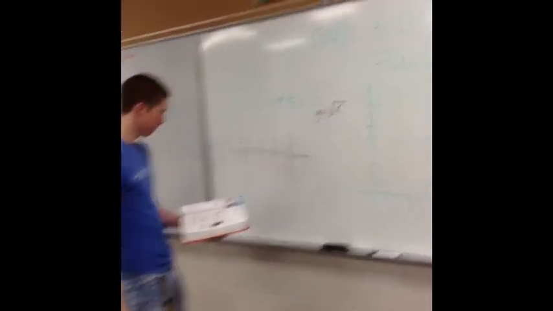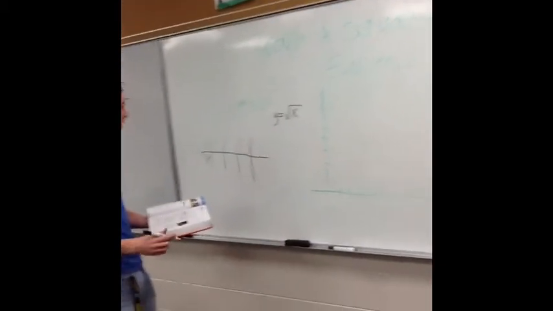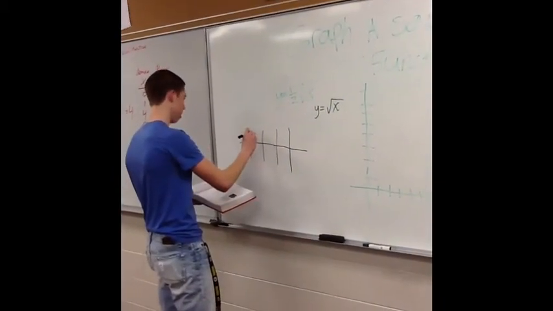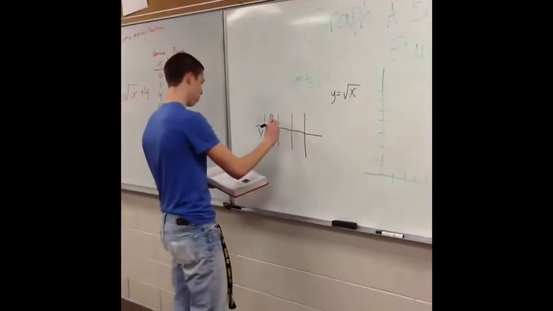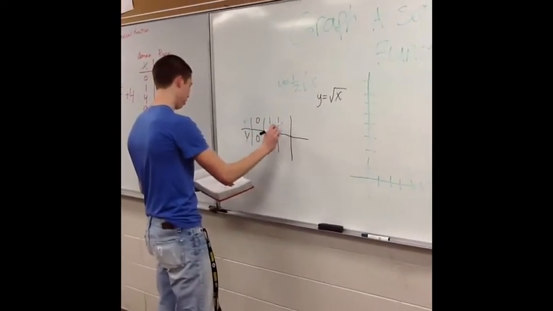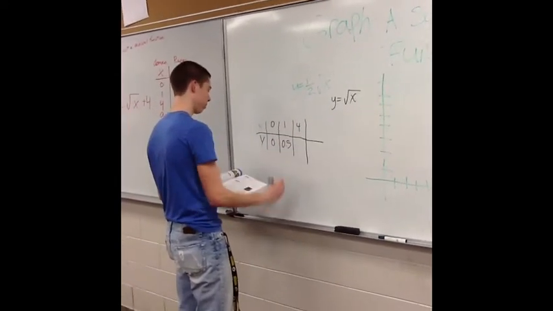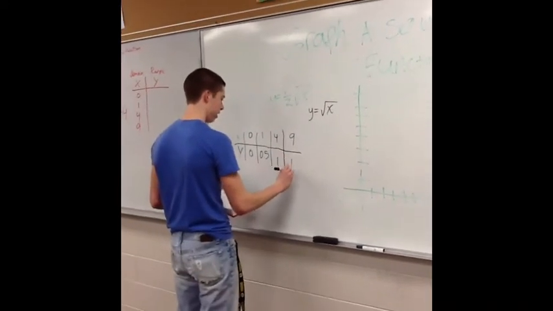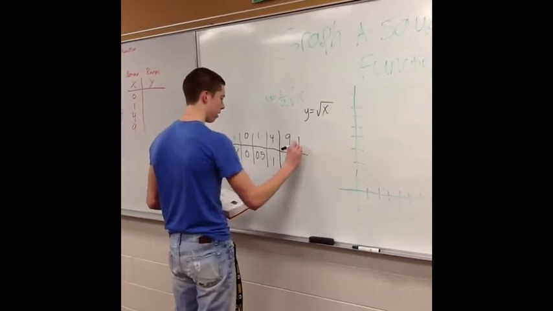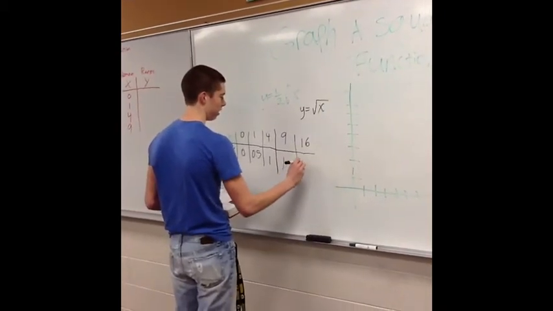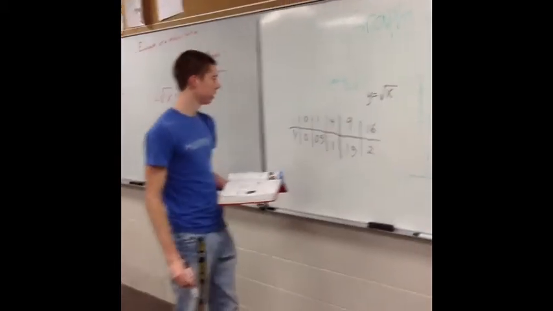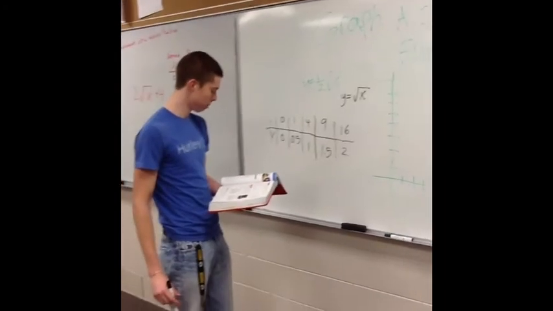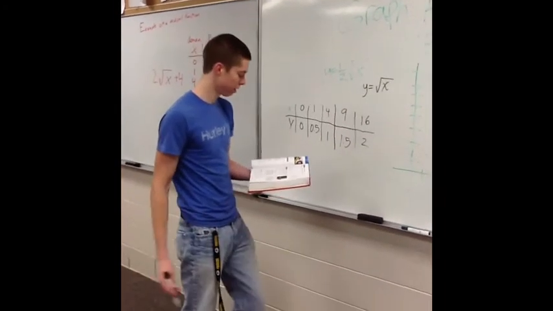Well, first, we're going to want to make a chart for our y equals 1/2 times square root of x. And we're going to use the numbers 0, 1, 4, 9, and 16. The reason I chose those numbers is because they're all perfect squares, and it's easier to graph that way. And the reason why I didn't choose any negative numbers is because you can't use negative numbers.